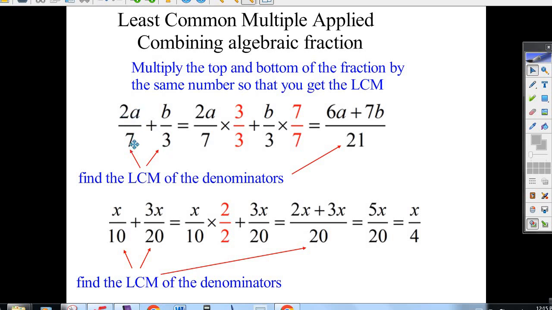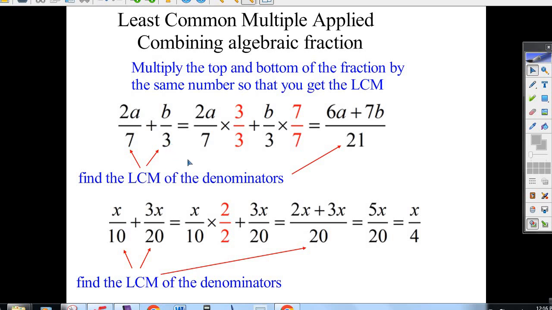Say you had 2a over 7 plus b over 3. Well, you want to add these two fractions. But the problem is you can't add when the number on the bottom is not the same. So we have to find a number that's the same on the bottom. What you have to do is find the least common multiple of the denominators of these numbers on the bottom. And it's 21. 21 is the smallest number that's a multiple of 7 and a multiple of 3.